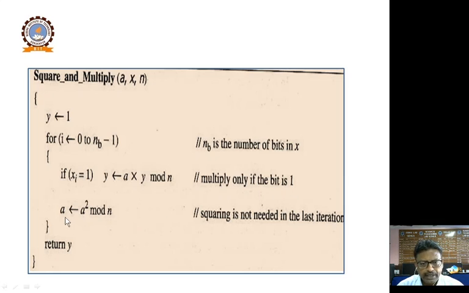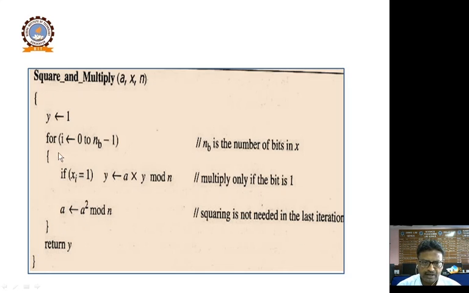And then a is equal to a square mod n. The new value of a is updated. Y is updated here, and the new value of a is updated. Squaring is not needed in the last iteration, but squaring is done after every other iteration. Now, y will be updated only if the bit value is 1. Otherwise, y will remain the previous value. And a will be updated every time, besides the last iteration.